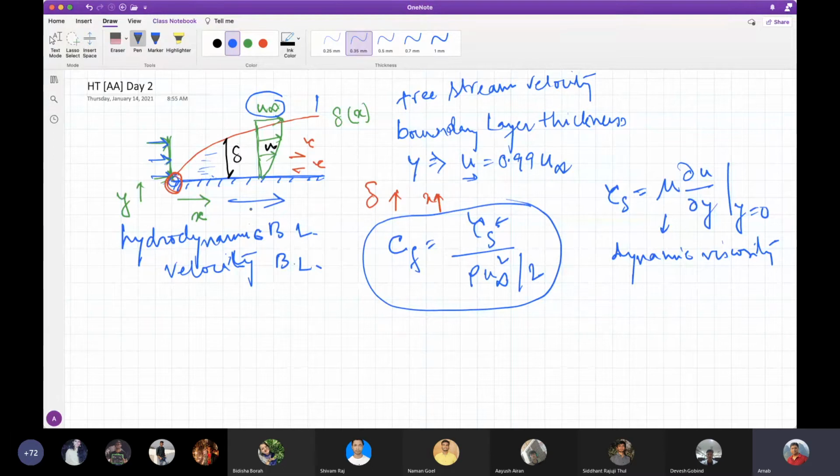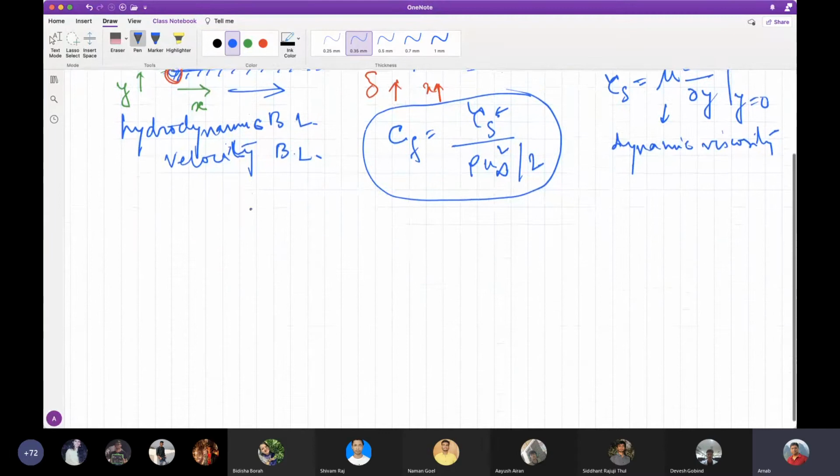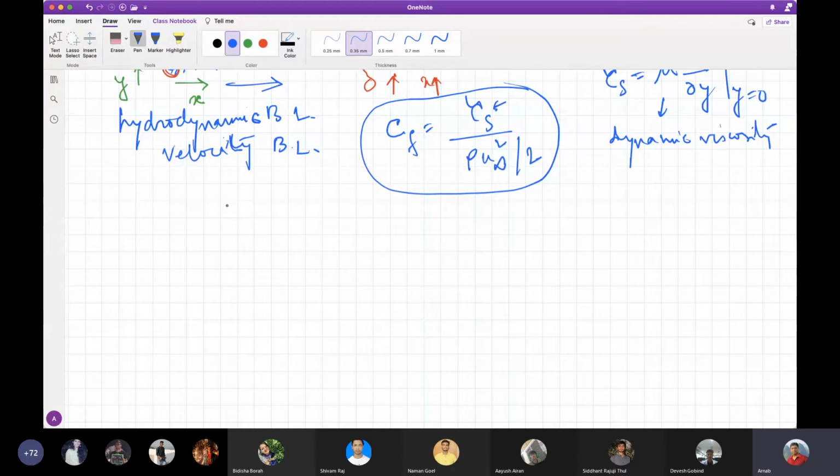Now the similar thing happens when the fluid flows over a surface, and that surface has a different temperature than the fluid. So the similar scenario, that we have a flat plate, we impose, say, a velocity of a fluid flowing over this flat plate.